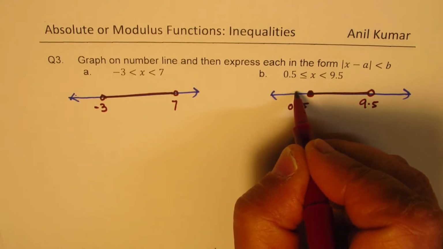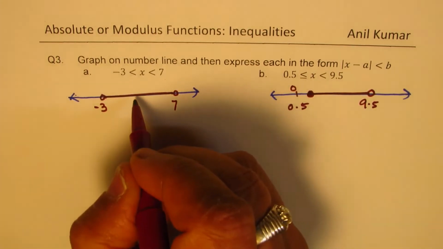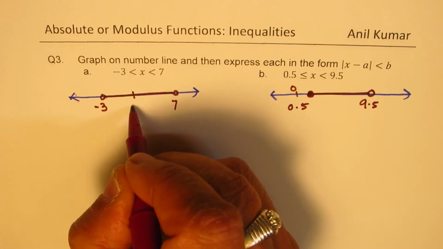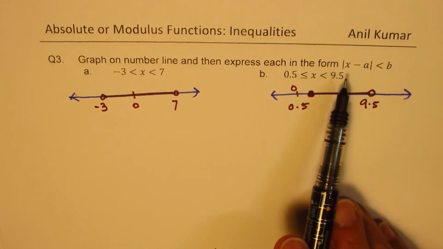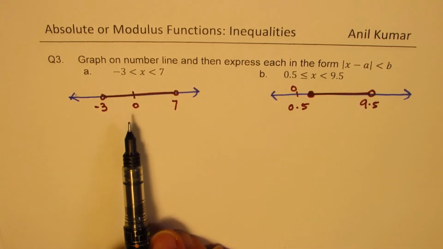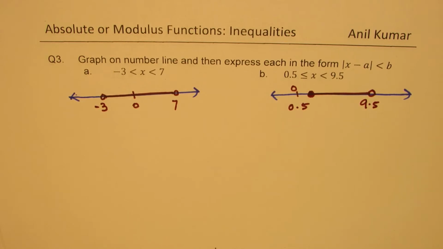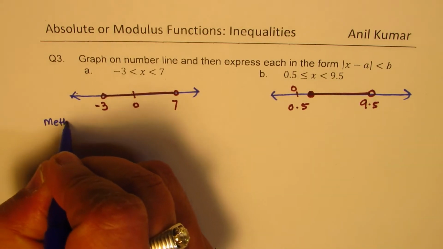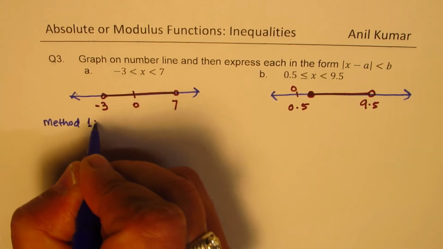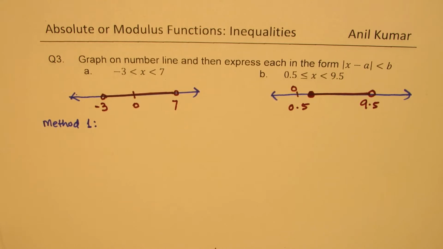Somewhere here will be your 0, correct? Now in this case, 0 is closer to minus 3. So let me just write here. So the first part is done, that is to graph on a number line the given inequality. Now we need to express this in the absolute notation. How do we do that? Now for that, we will actually have two different methods, right? So I'll approach algebraically. Both methods are kind of similar in a way, but the approach is very different.